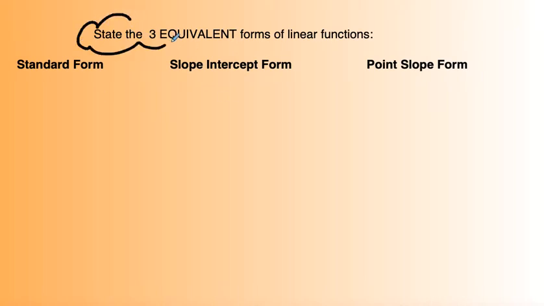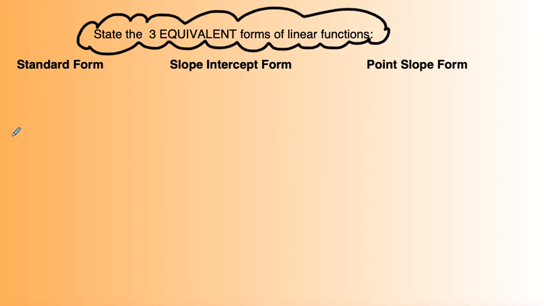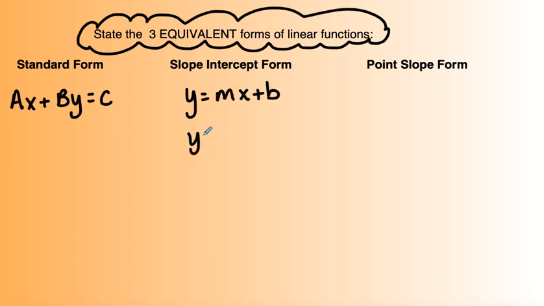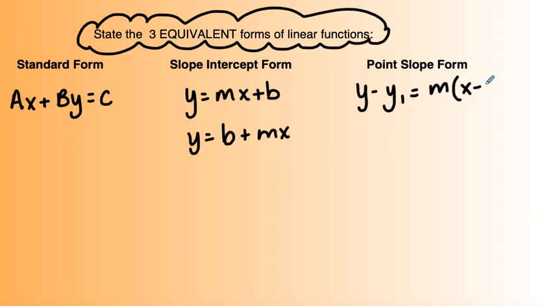Last year we spent time learning about the 3 equivalent forms of a linear function. So standard form, so ax plus by equals c. Slope-intercept form, which is y equals mx plus b, or y equals b plus mx. And point-slope form, which is y minus y1 equals m times x minus x1.